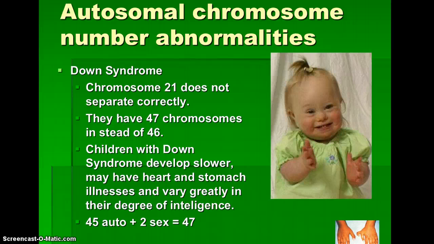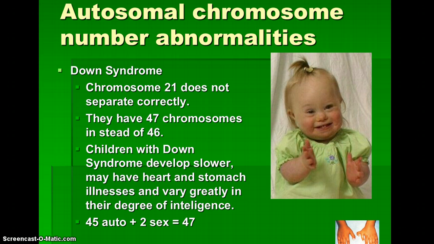Okay, autosomal chromosome number abnormalities. This is an abnormality with an autosomal chromosome dealing with a number. Remember, you have 46 total chromosomes. 44 are your autosomal chromosomes, 2 are your sex chromosomes. So we're not talking about the X and Y's, we're talking about all the other chromosomes. And it's a number abnormality. So these people don't have 46, they usually have 47 or 45.